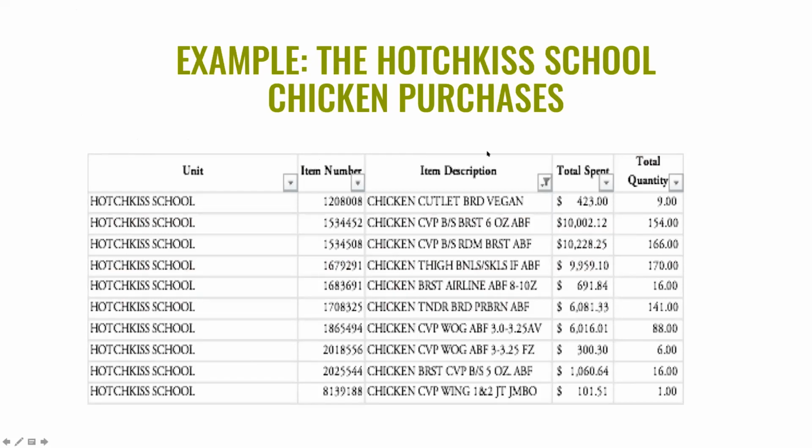So this is an example. I chose chicken as my example here. This is a snapshot of what my velocity report looks like. It shows you what the items are. Are they 6-ounce breasts or are they random? Is it a whole chicken or is it just the wing? And based on dollars spent and total quantity, I can begin to get an understanding of what my capacity is in my current budget for chicken.